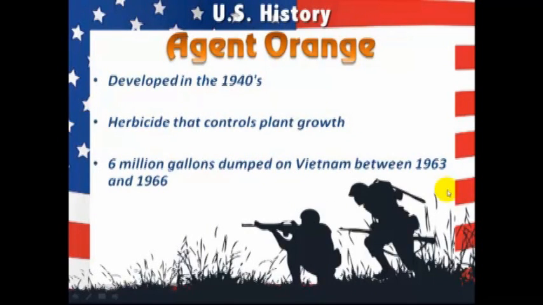Agent Orange. This was developed in the 1940s. It's an herbicide that controls plant growth. 6 million gallons were dumped on Vietnam between 1963 and 1966 with the major goal of killing off the foliage that would provide hiding places for the VC.